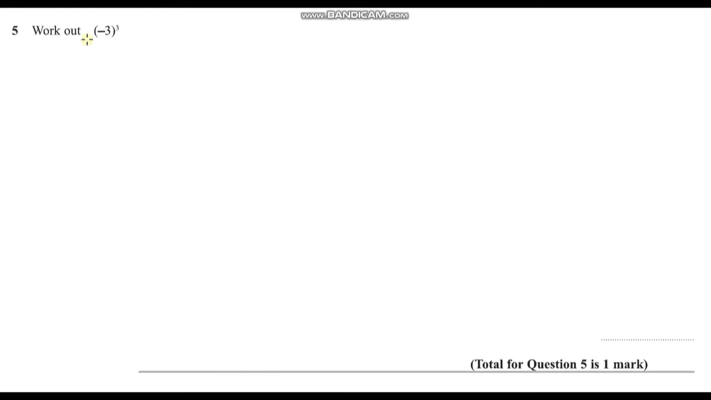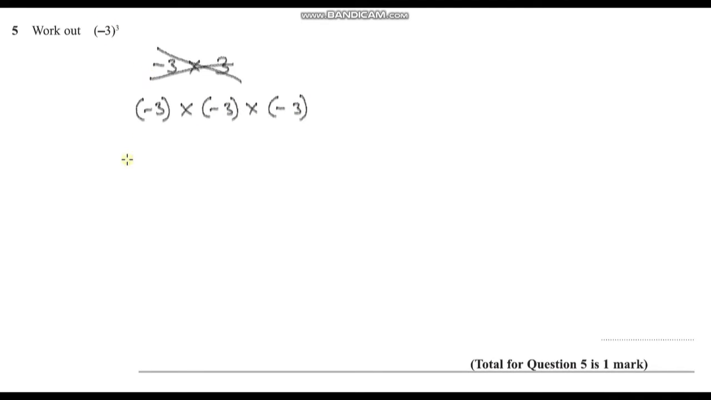Question 5. Work out -3 cubed, or you could say -3 to the power of 3. Now you need to be really careful with this because a lot of people make the same mistake and they will do -3 times 3. A lot of people think that we just multiply -3 by 3. This doesn't mean times 3, it means times this number by itself 3 times. So this is not correct. So we're going to multiply it by itself 3 times. So it's going to be -3 times -3 times -3.